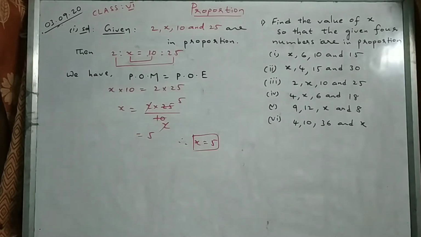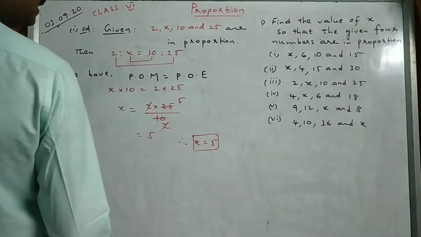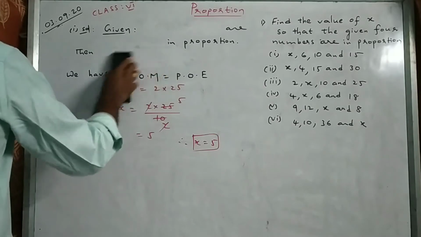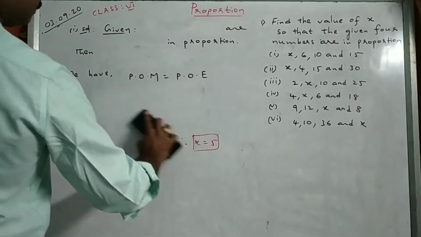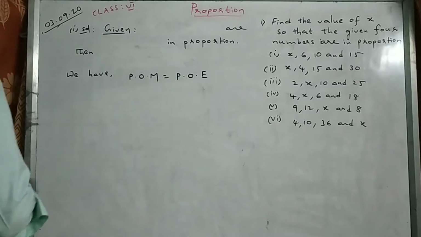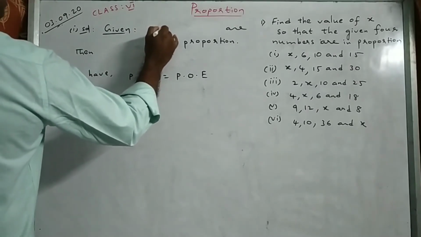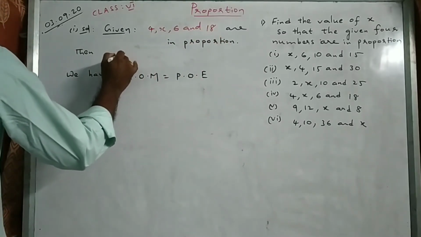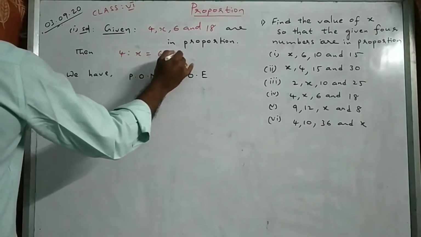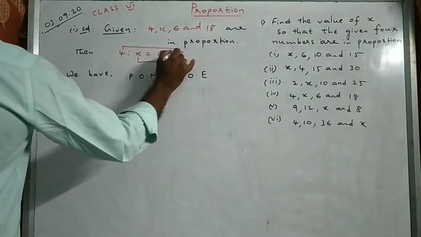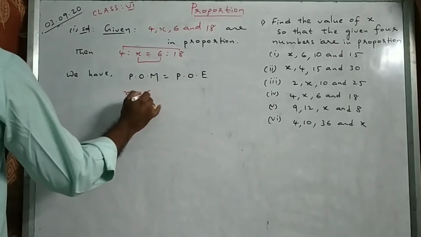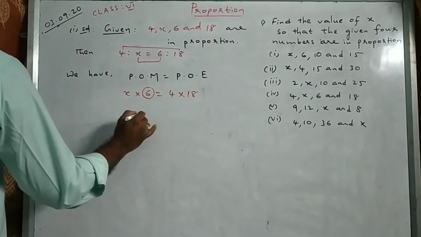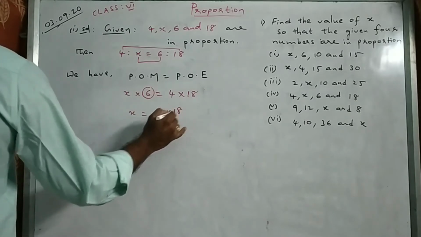That is third question. Fourth we will see. Same model. Fourth question. 4 comma x comma 6 and 18 are in proportion. Then I can write 4 is to x equal to 6 is to 18. Product of means equal to product of extremes. x into 6 equal to, extremes are 4 into 18. So send 6 that side. Since it is in the multiplication, it will be division.